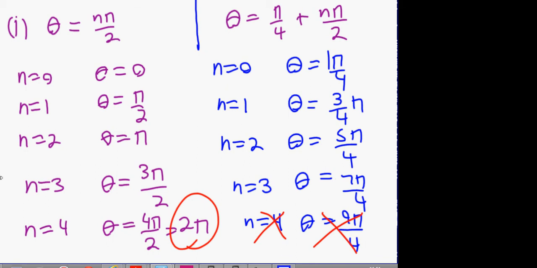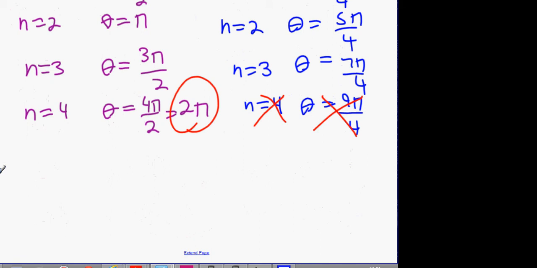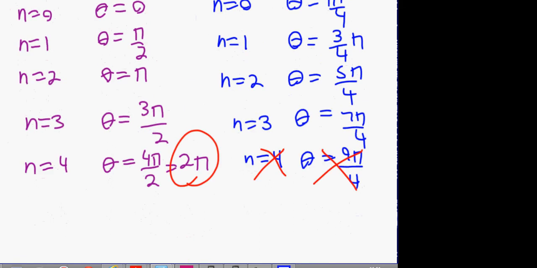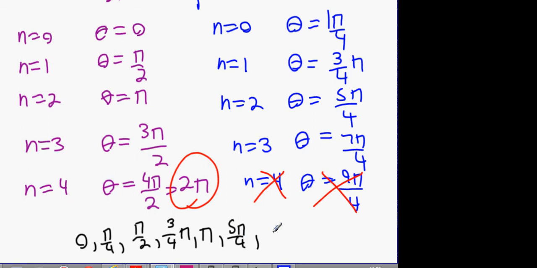So here's our answer. List our answers in order, guys. What's the very first answer? 0. Pi over 4. Pi over 2. 3 pi over 4. Pi. 5 pi over 4. 3 pi over 2. 7 pi over 4. 2 pi. Done.